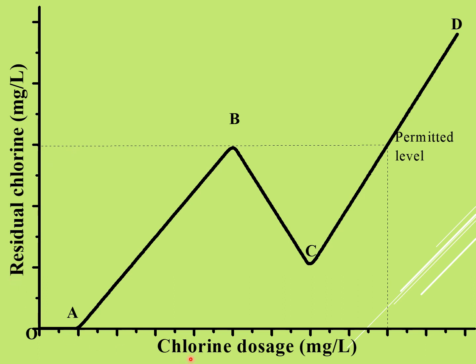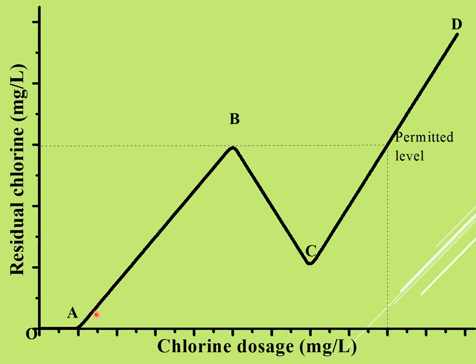On the x-axis is chlorine dosage. Chlorine dosage means the amount of chlorine added, in milligram per liter or ppm, and on the y-axis you have residual chlorine. Now you can see, this is O, this is A, so when you are adding this much amount of chlorine, OA, no residual chlorine is found. Why? Because this amount of chlorine is used up as chlorine demand for oxidizing all the organic and inorganic compounds present in water.